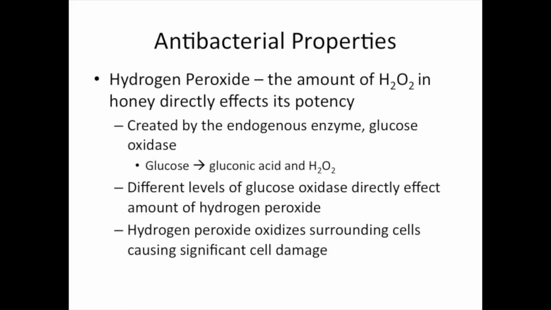The main reason why honey has antibacterial properties is due to the amount of hydrogen peroxide present. Hydrogen peroxide works to oxidize surrounding cells. The more hydrogen peroxide available, the more potent the honey is as an antibacterial agent due to its ability to cause significant cell damage. The amount of hydrogen peroxide naturally present is directly dependent on the amount of the enzyme present, glucose oxidase, which converts glucose to gluconic acid and hydrogen peroxide.